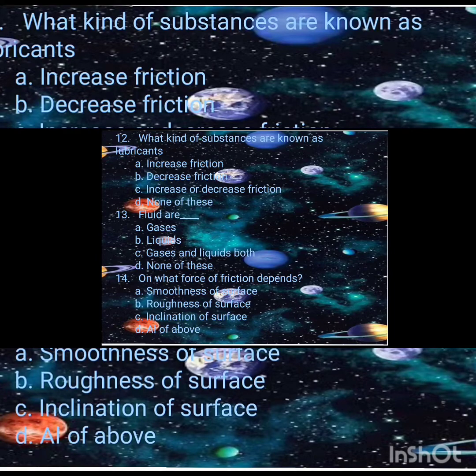Are you ready for the next one? Okay, 14th one. On what does the force of friction depend? A. Smoothness of surface, B. Roughness of surface, C. Inclination of surface, and D. All of the above. You are having 3 seconds. 3, 2, 1. Yes, what's the correct answer? It's all of the above.